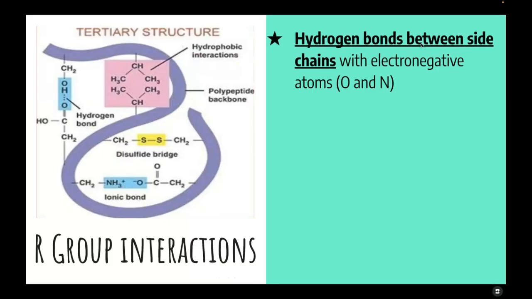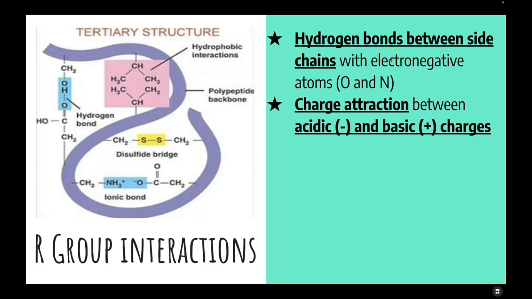One of them is the hydrogen bonds between the side chains. You can see the hydrogen bonds right here between the side chains. Basically the hydrogen bonds are weak but numerous. Again, they're between the side chains and with electronegative atoms. So remember those first videos where we mentioned fluorine, oxygen, and nitrogen are the most electronegative atoms. And so there's a charge attraction between acidic and basic structures. Hydrogen bonds are usually represented with these little dots. So if you ever see something like that, just know it's a hydrogen bond.